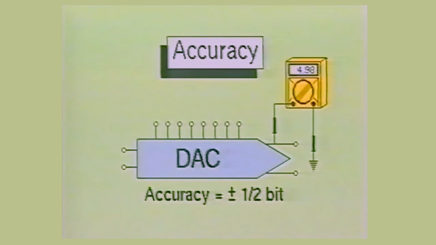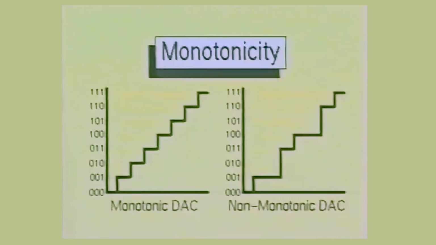If this same device has an accuracy of plus or minus 1/2 bit and the expected output is 5 volts, then the actual output voltage would only range from 4.98 volts to 5.02 volts. As you can see, the smaller the accuracy value, the more closely the actual output will match the expected output.